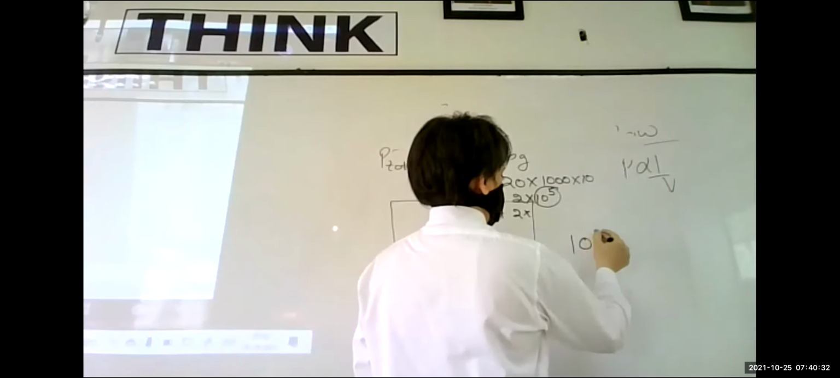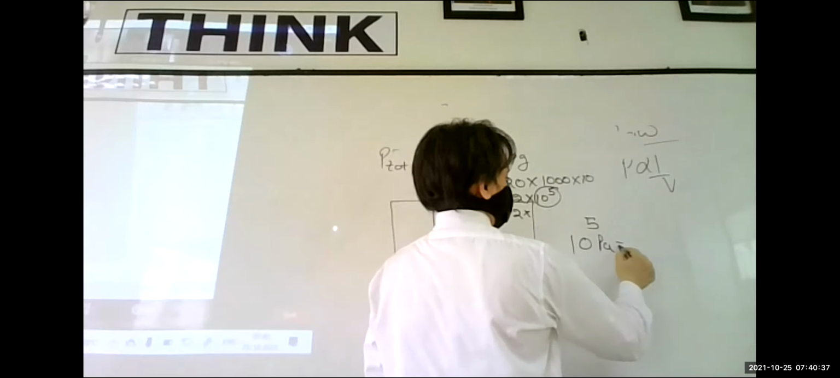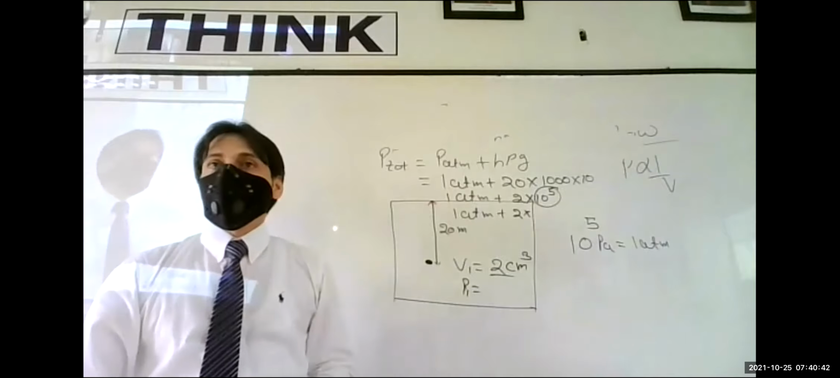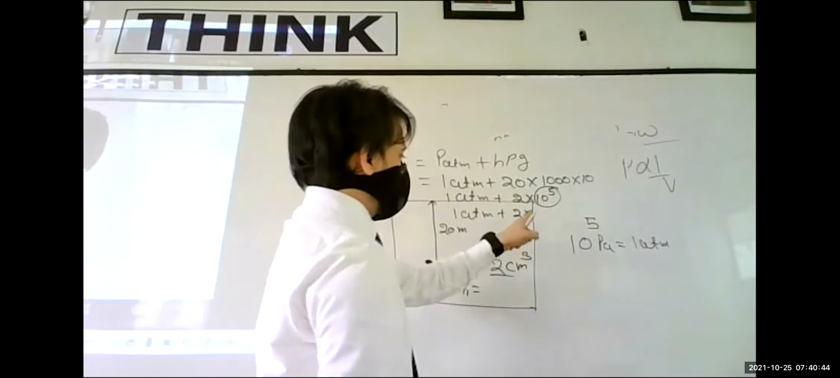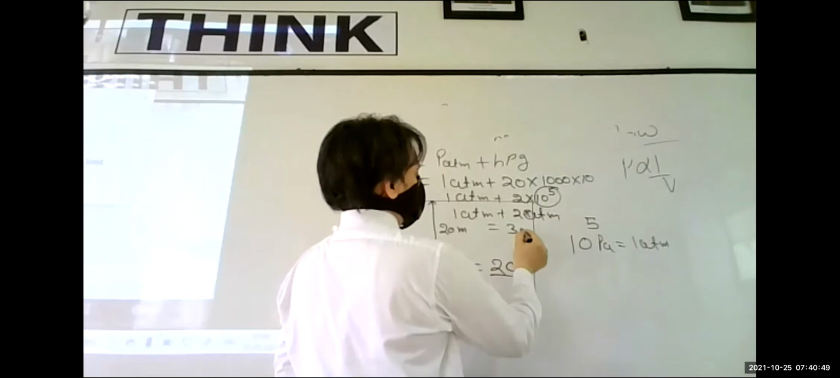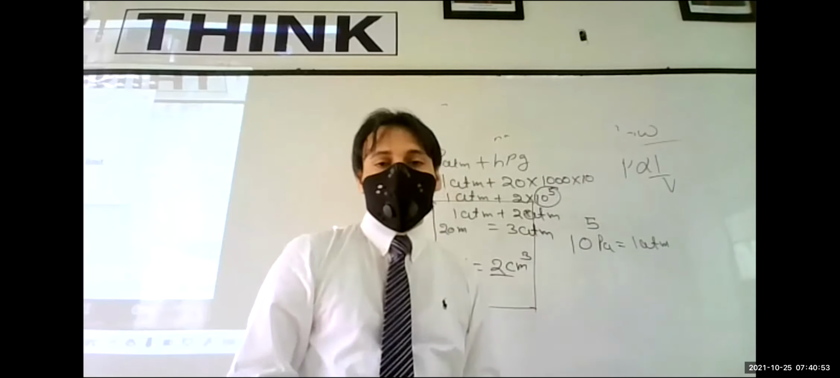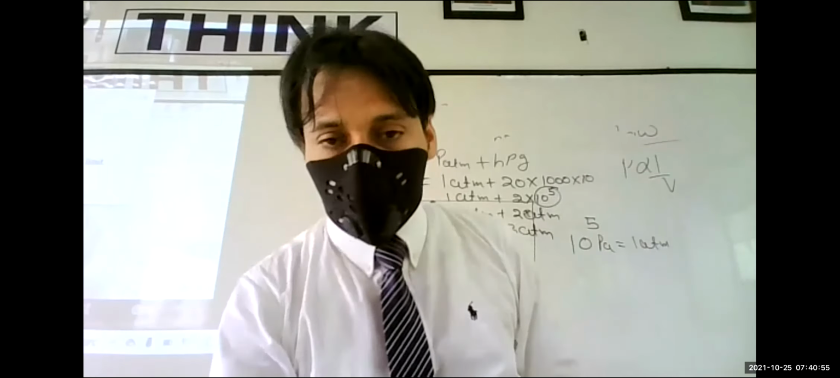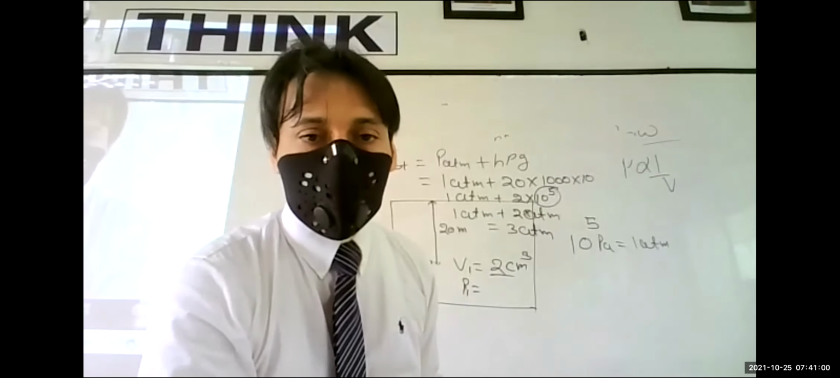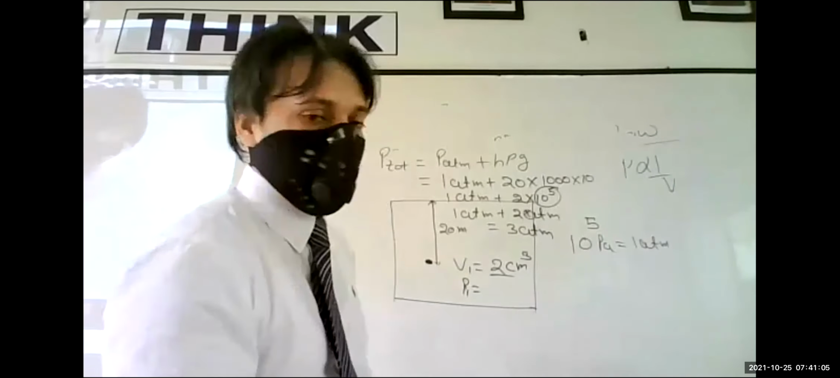If you have read the previous topic, then 10 to the power 5 Pascal is equal to 1 atm actually. 1 atm is 10 to the power 5 Pascal. Then this is 2 atm, plus 1, that is 3 atm. 3 atm is the total pressure acting on the air bubble at a depth of 20 meter. So that is our initial pressure.